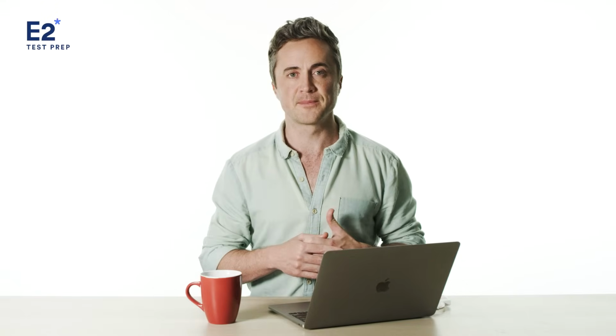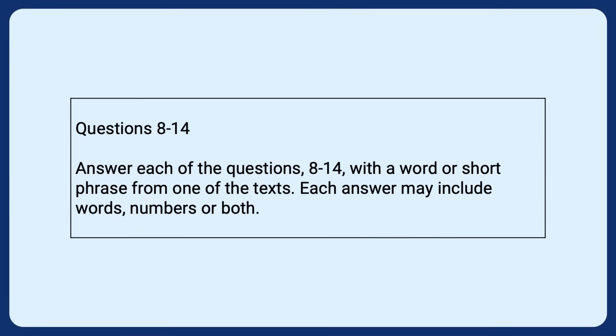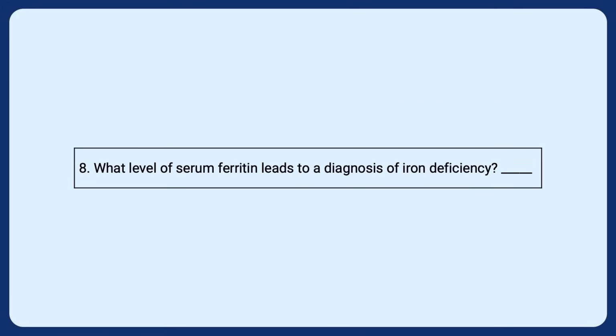Let's take a closer look. For short answer questions, you'll see a set of instructions that say, answer each of the questions with a word or short phrase from one of the texts. Each answer may include words, numbers, or both. For this type of question, we're going to find a particular word, a phrase, and or a number from one of the texts and use it to answer a question, such as what level of serum ferritin leads to a diagnosis of iron deficiency.